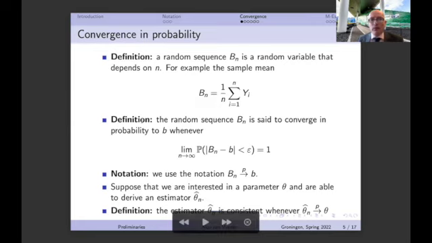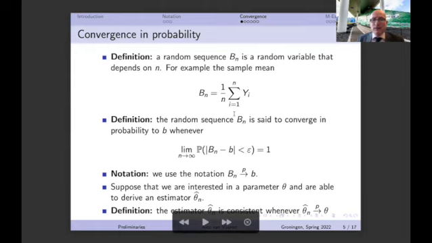Now I would like to go on with the second definition that we have over here. And that's the definition of convergence in probability. But what I'm going to do is simply read the definition first and then try to explain it.